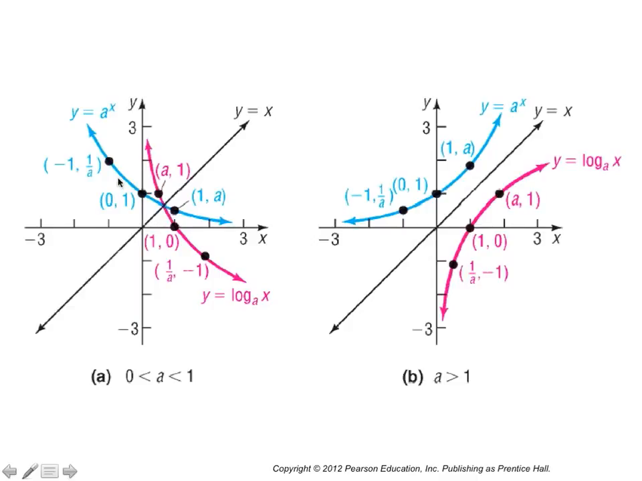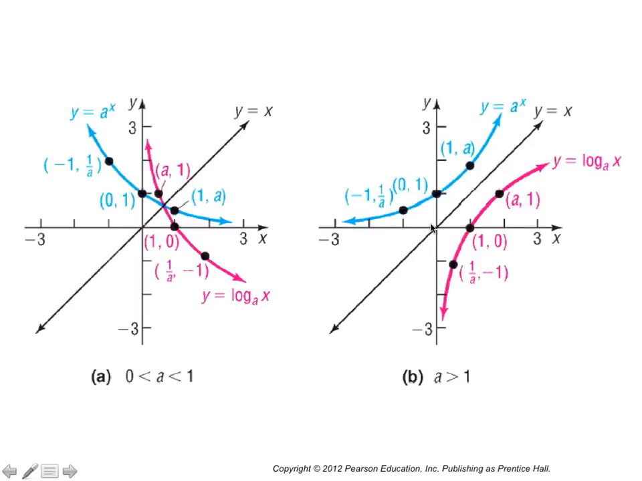And then you can just take your original graph and flip it around that line. So if we take this blue graph and we flip it around the line y equals x, we're going to end up with this pink graph here, okay? And that's going to be what y equals log base a of x actually looks like when you have a between 0 and 1.